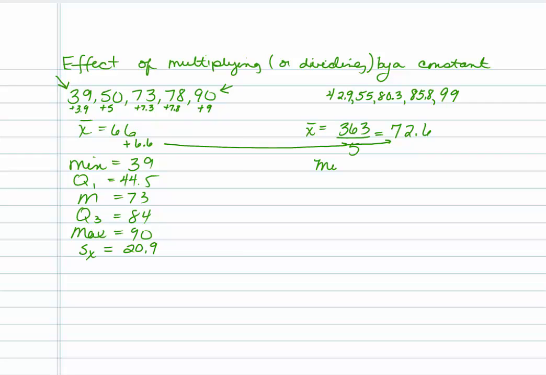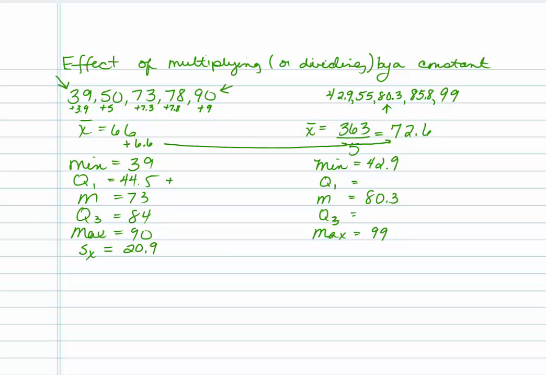The min went from 39 to 42.9. It increased by 10%. Quartile 1, let's talk about the median and the max for now. The median is going to be 80.3 and the max is going to be 99. All of these increased by 10%.